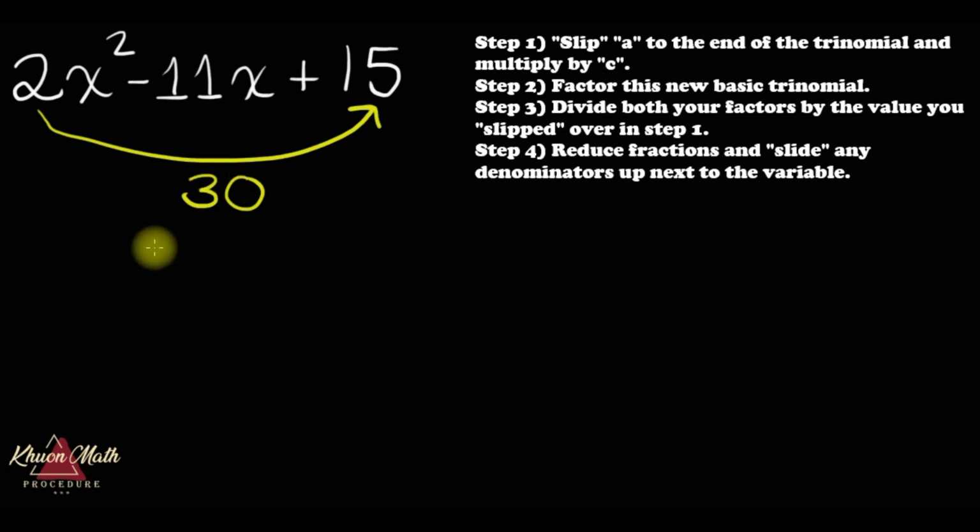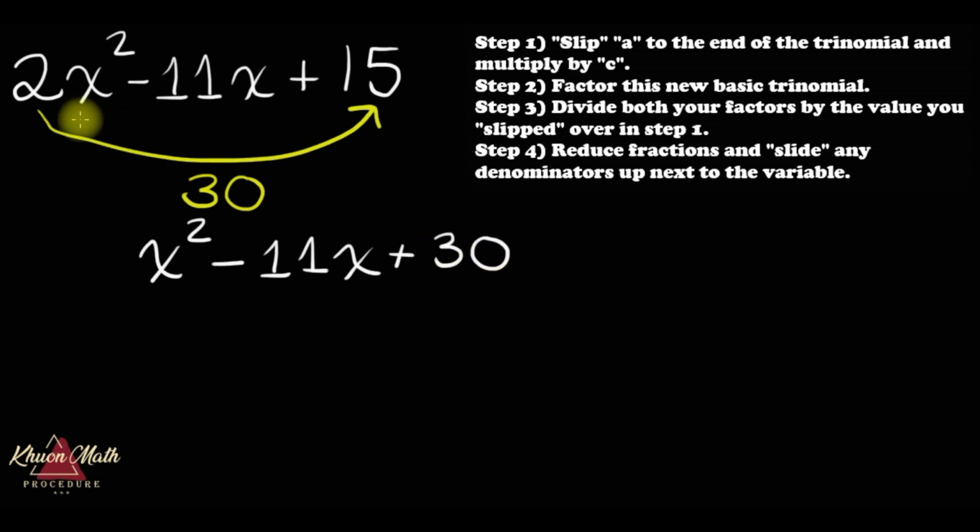So we rewrite the new trinomial as x squared minus 11x. Now since we took 2 to the end and multiply that by 15, we get 30 for the new c. Okay, so we went from a polynomial where a is bigger than 1 into a polynomial where a is exactly 1. So it's a lot easier to factor this new trinomial than the previous one.